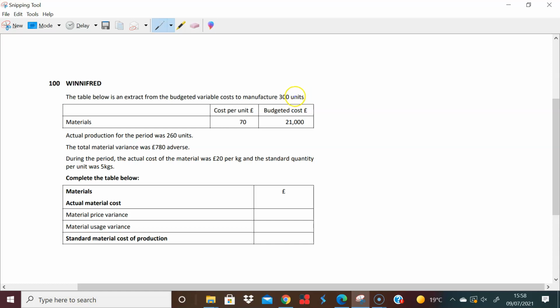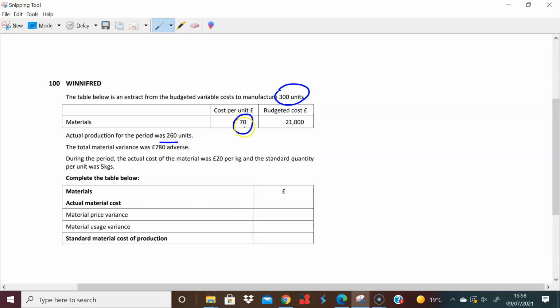It tells us that when we come to talk about manufacturing 300 units, the cost that we expect for each of these units is £70. So of course 70 times 300 is what is being budgeted. Now, what actually happens in the end is that you only make 260 units.